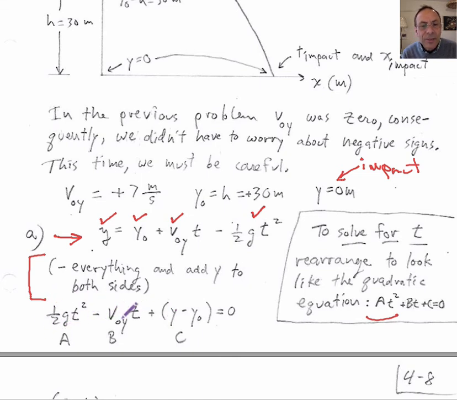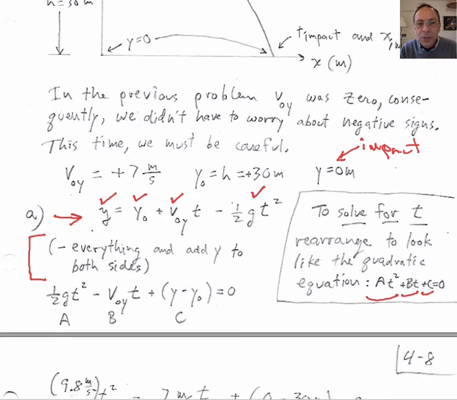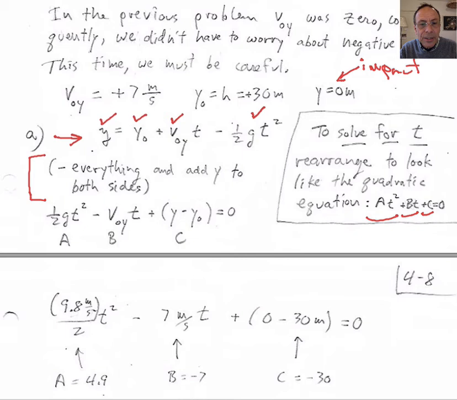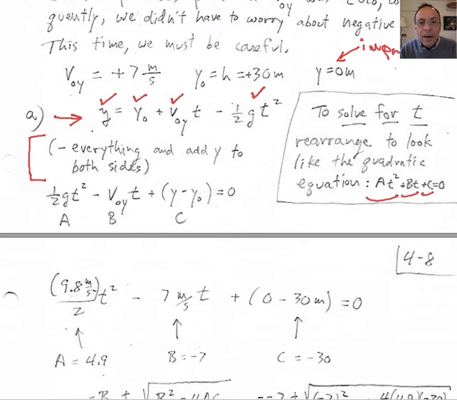I left the v0y t term in the middle, right? Because this t term is in the middle. And then y minus y0, those are constants. We want the constant to be at the end here. So I've done all of these little steps to make it look like the setup we need to use the quadratic equation. All right.